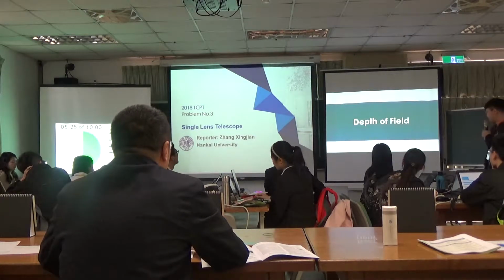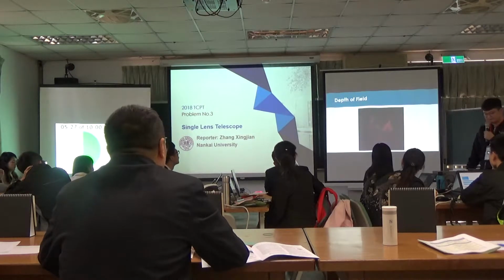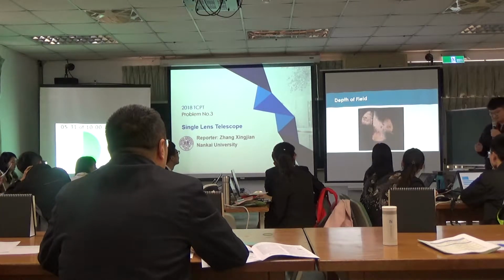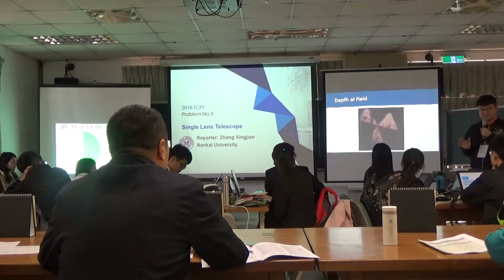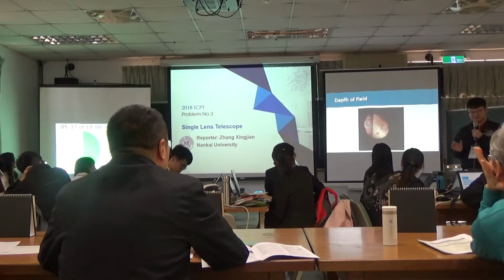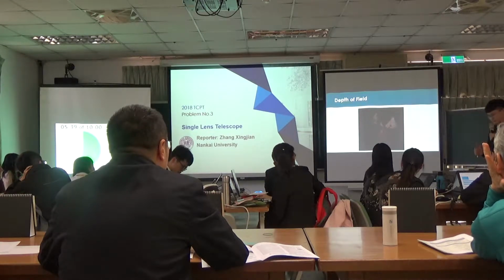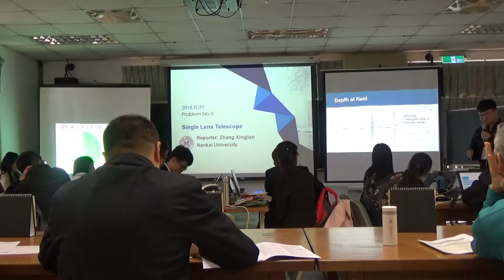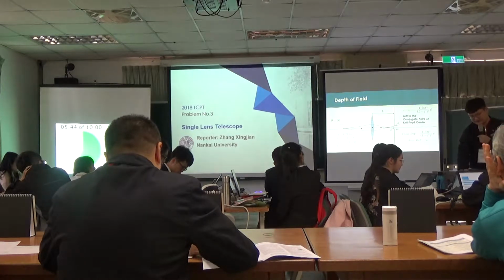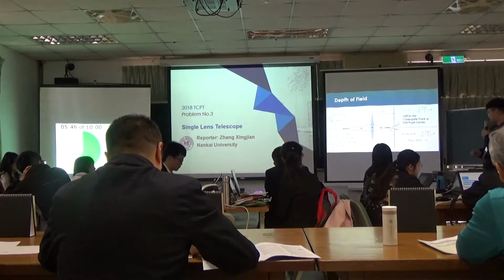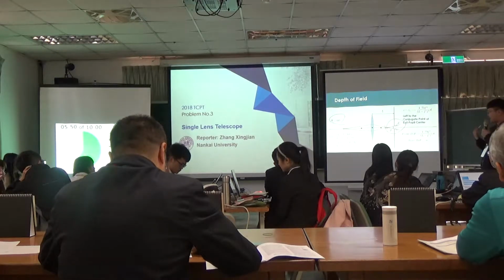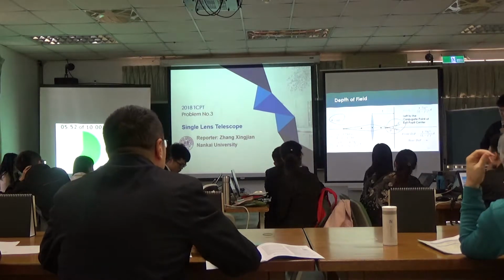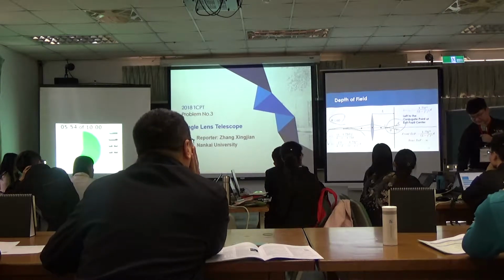And then let's talk about depth of field. First, let's see a video. When we move the object towards the telescope, we can see that the image is getting fuzzier and fuzzier. But within a certain range, we can call it a clear image. And that range is called the depth of field, DOF. And our theory is that the condition for a clear image is when theta is smaller than 60 degrees. Theta is the visual angle of the image to our eyes here. And with some calculation, this is the depth of field we get, DOF.